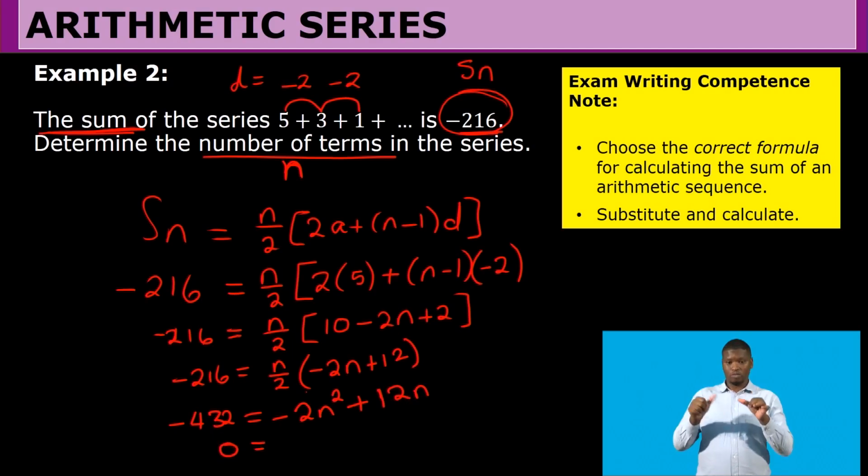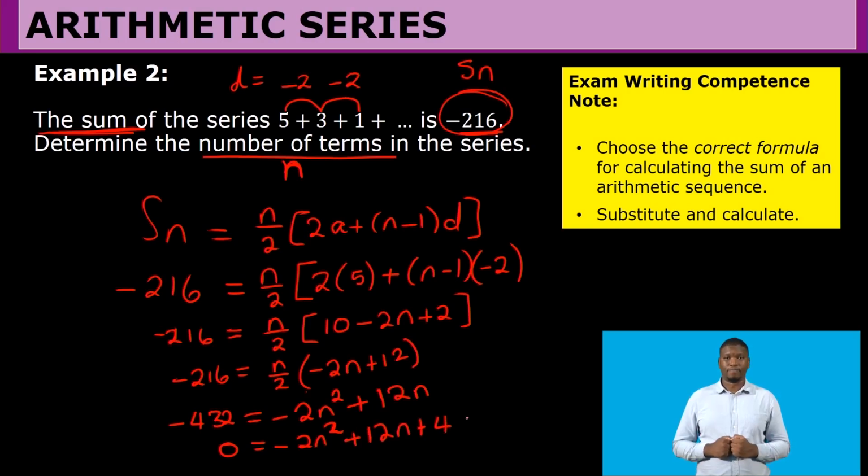And when we take all the terms to one side, that gives us a trinomial, or it gives us a quadratic equation. That's negative 2n squared plus 12n plus 432. We can, of course, simplify this by dividing by negative 2 throughout, which is going to give us n squared minus 6n minus 216. So this is a quadratic equation.